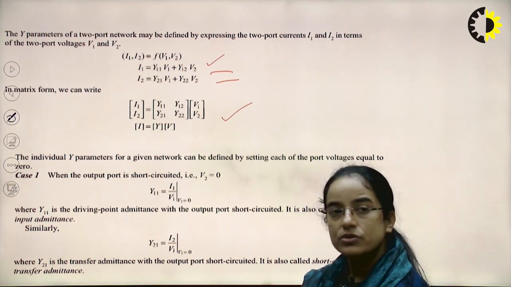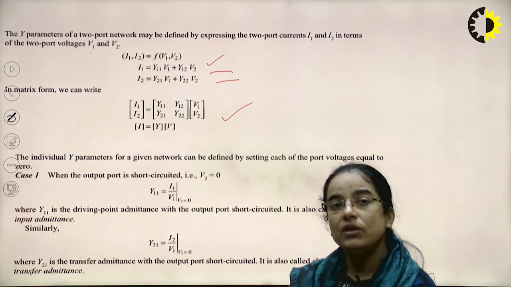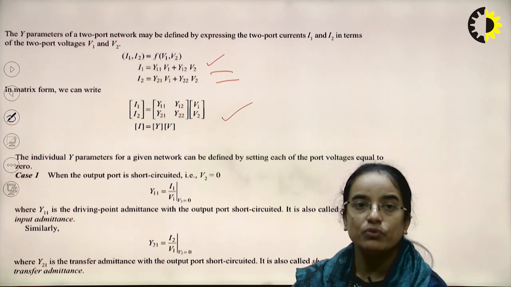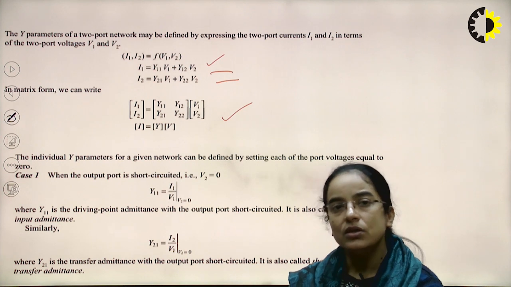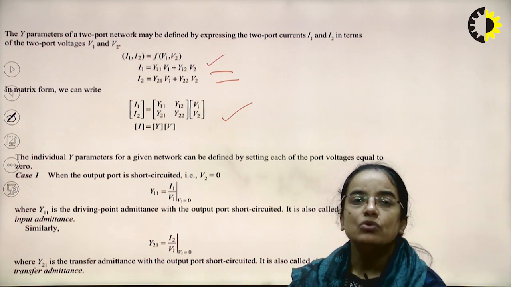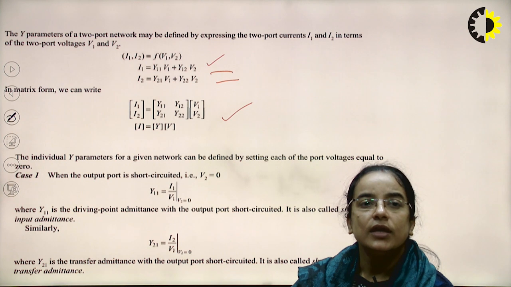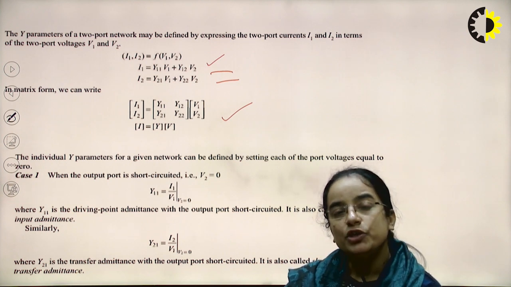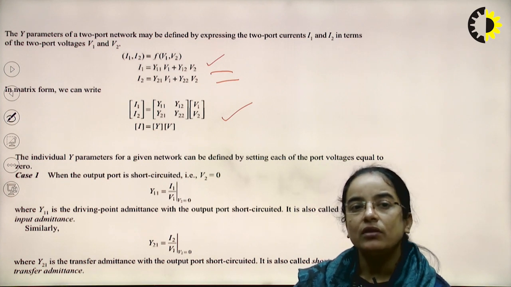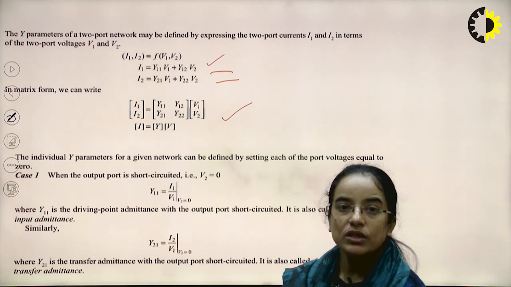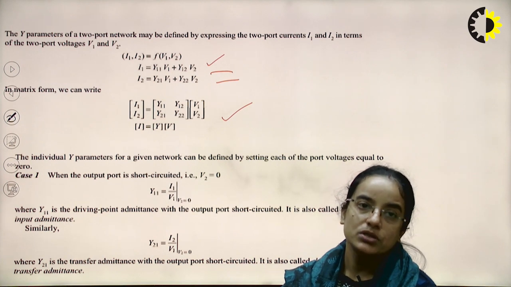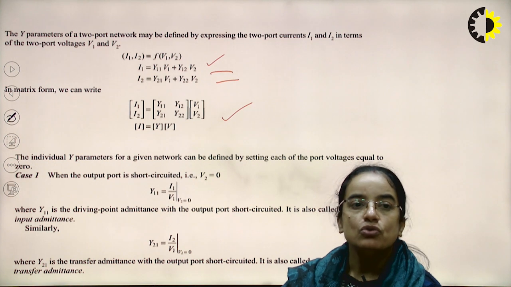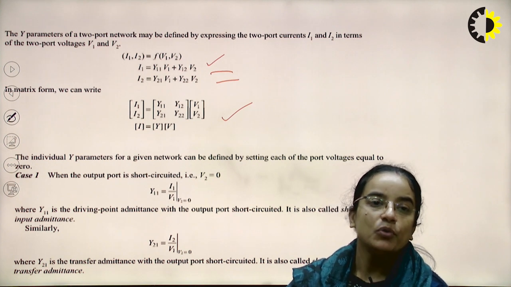voltage equal to 0. So if we need to calculate Y11, that means we need to put V2 as 0. V2 is 0, that means the output port is short circuited. So with the output port short circuited, Y11 will be I1 by V1 and Y21 will be I2 by V1. And when V1 is 0, that means when the input port is short circuited, then we will calculate Y12 and Y22.